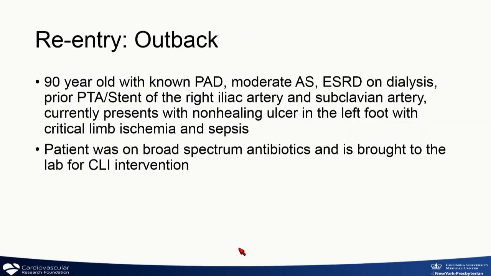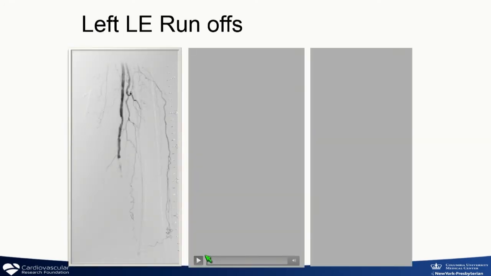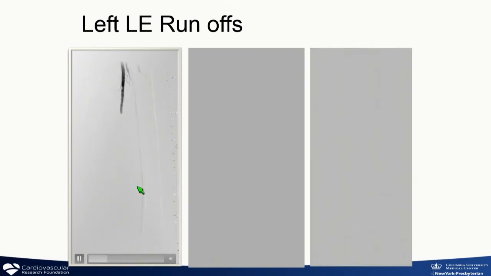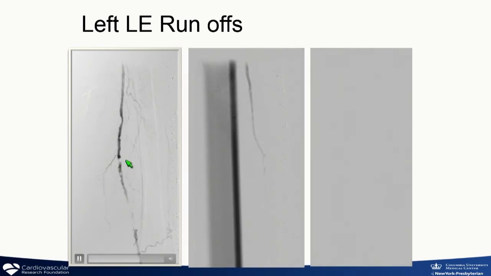I'll proceed. So now what about the Outback? A typical CLI type of patient: dialysis-dependent renal failure, aortic stenosis, 90 years of age with critical limb ischemia. Heavy calcification, really short segment occlusions, but with popcorn calcium. And sometimes these are the most vexing because you think you should be able to cross them easily, but they can be difficult to cross true lumen.